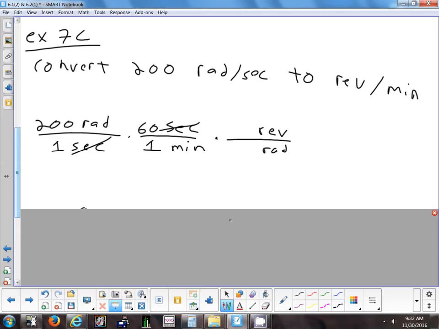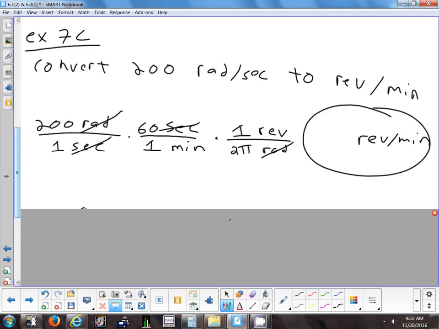So 1 revolution is 360 degrees, but I'm not doing degrees here. How many radians in 1 revolution? 2 pi, yes. 2 pi radians in 1 revolution. Okay, and now you just multiply that out. 200 times 60 divided by 2 pi. Does anybody need me to type that in? You just type it in and your speed would be in revolutions per minute, which some people write as RPM, revolutions per minute. But you just type it in.